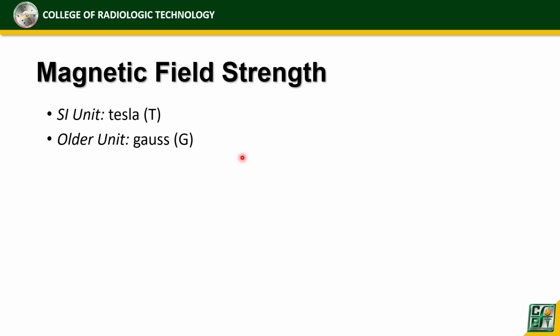Okay, so kapag ginamit mo yung Gauss, parang papatak yan ng mga tens of thousands ang isang Tesla. Okay? So, ayan. Yun na, 1 Tesla is 10,000 gauss.